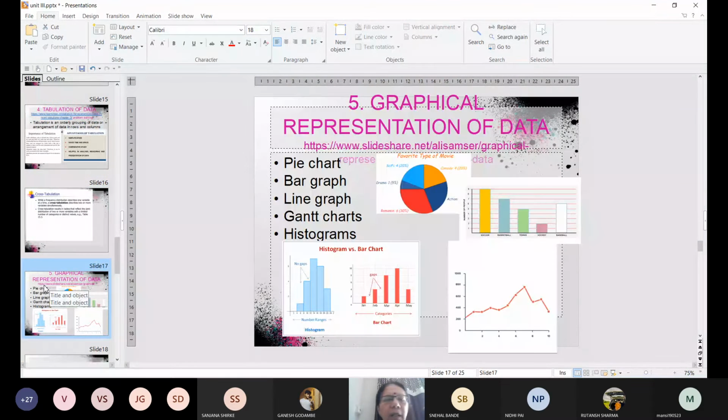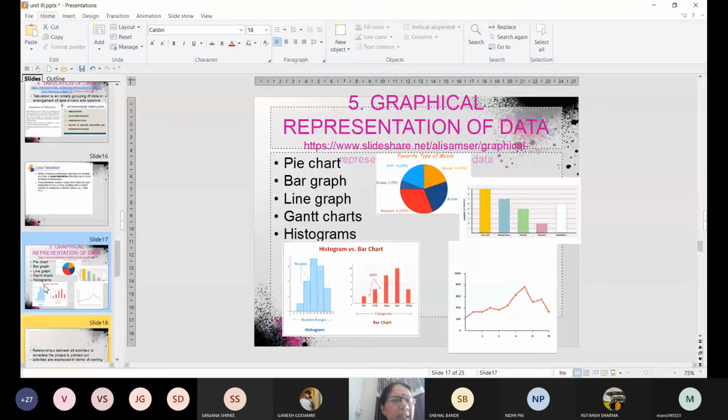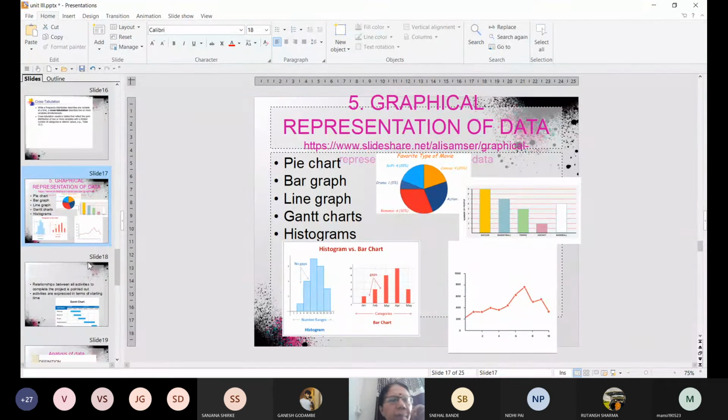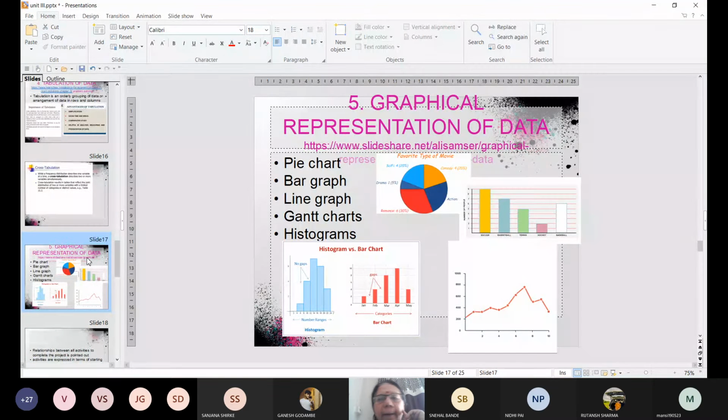The fifth and the last in the data processing steps is the graphical representation of data, all of you are very familiar with this particular topic also, because last year आपने ये किया ही होगा. You must have solved problems and drawn such graphs. So there are different ways in which data can be represented. This pictorial way of depicting the data helps you to understand the data better, understand it quickly. It could be in the form of pie chart, bar graph, line graph, Gantt charts, and histograms.